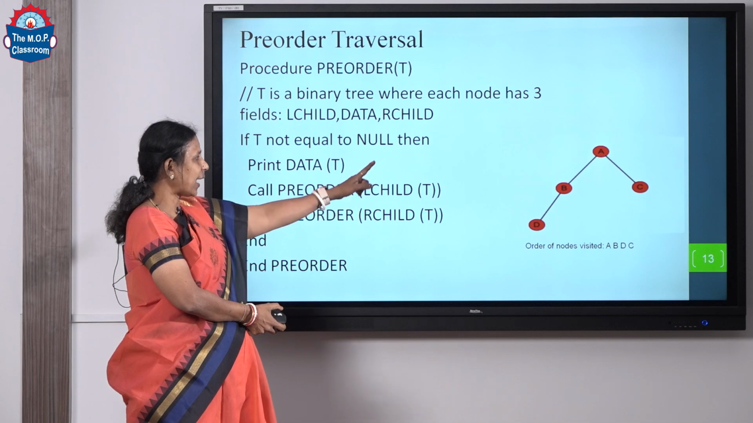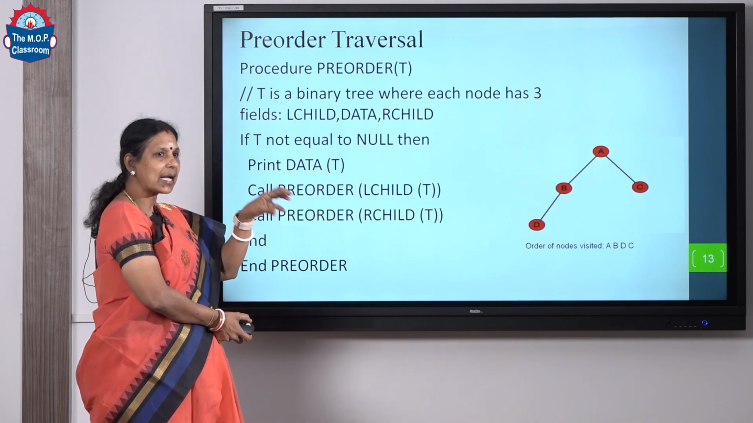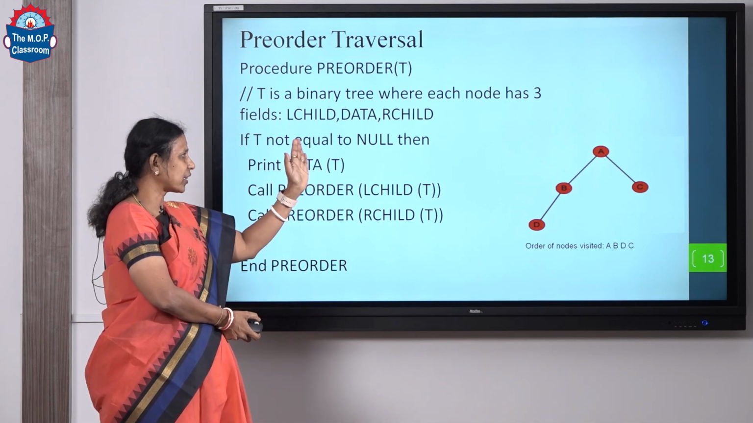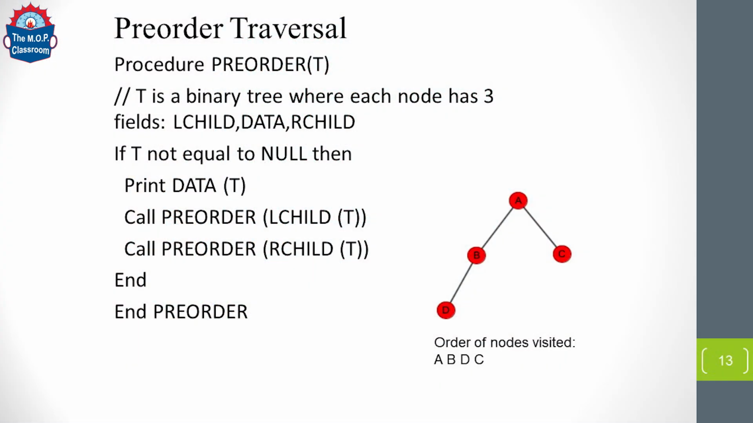So, here A is the root. Now, the data A will be visited. It has got the left subtree. Now, it will go to B, and the data B will be visited. Then, it has got the left subtree, so it will go to D. So, D's data will be visited. D doesn't have a left child nor a right child. So, now it will move to B. Again, B doesn't have a right child.